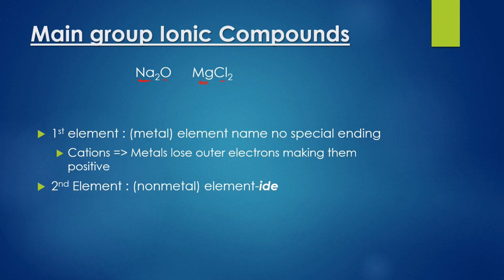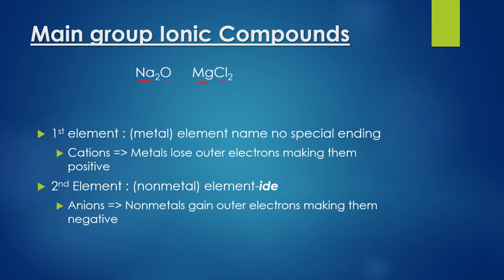Now for the second element, the nonmetal portion, we are going to alter that one a little bit. So we're going to name it, but add an IDE ending to it. And remember, the second element is the negative portion, the anion. That's what holds the ionic compound together, the cation and the anion, those opposite charges. So for this first example here, sodium and then oxygen is going to become oxide. So sodium oxide. For the second one, we name the first element, the metal first, magnesium, no special endings, and then chlorine is going to become chloride.